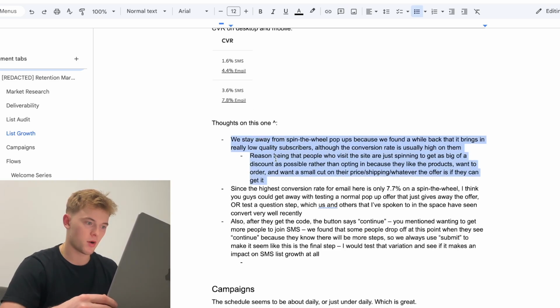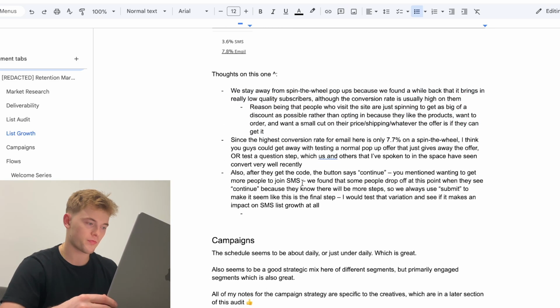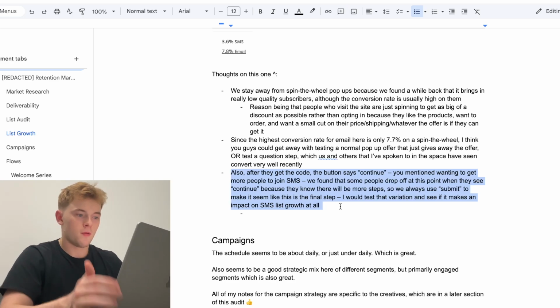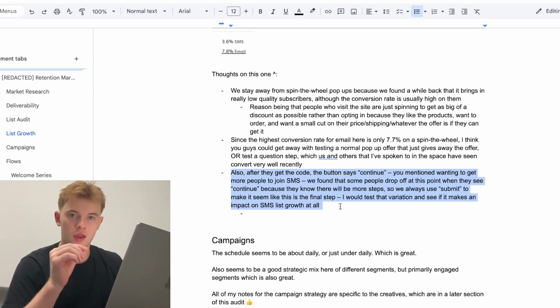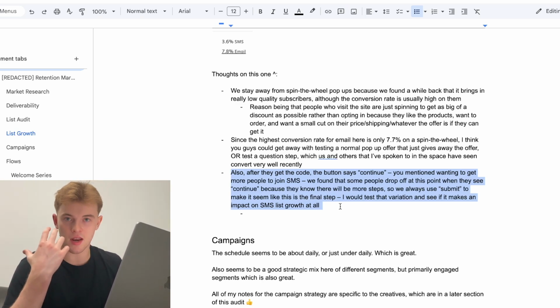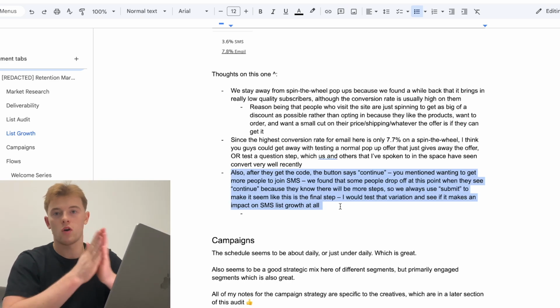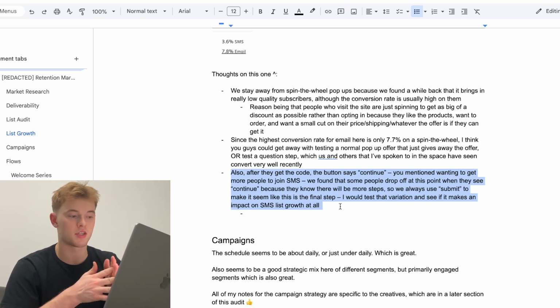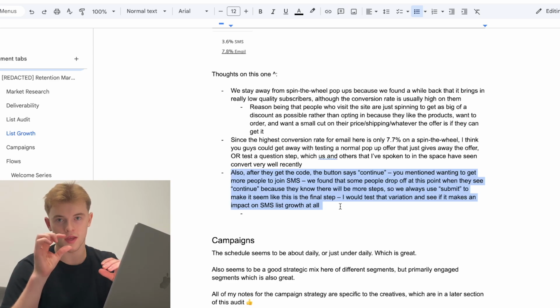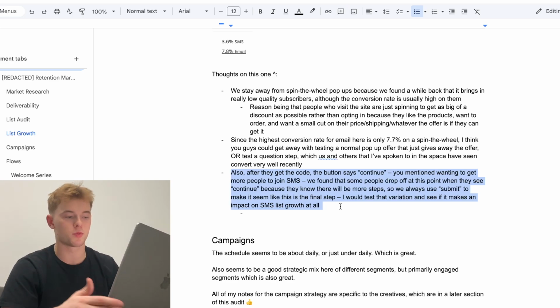Okay, this is another nice note here. When they're submitting their email on the wheel spinner, the button says continue. This is kind of telling people that they have to continue on to the SMS step in order to actually get the discount. So you always want to use wording like submit, not continue. It's a small thing, but it helps conversions.